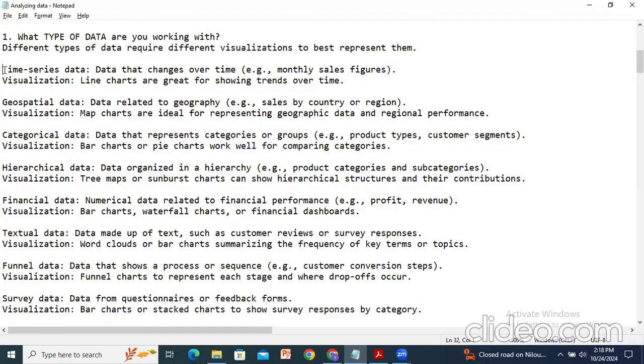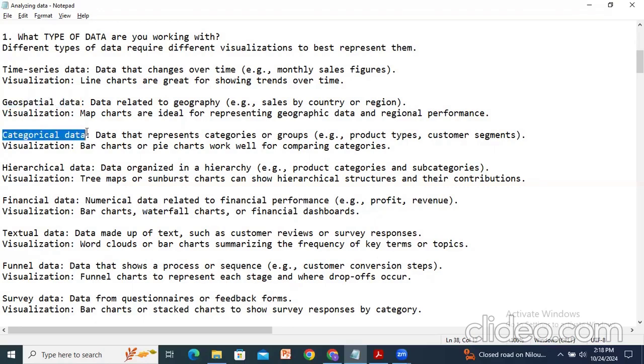For visualization of time series data, we'll mainly use a line chart. Next, geospatial data. Geospatial means geography, so the data relates to geography, for example country-wise sales, region-wise sales, etc. For visualization, we'll go with map charts.